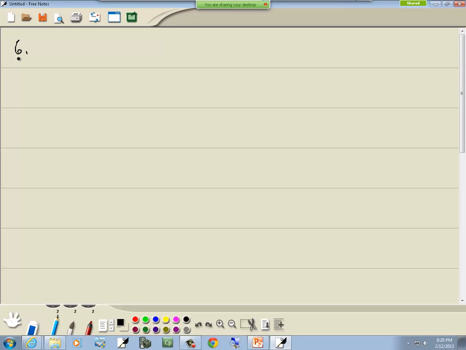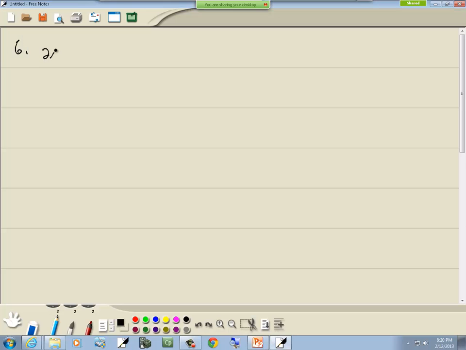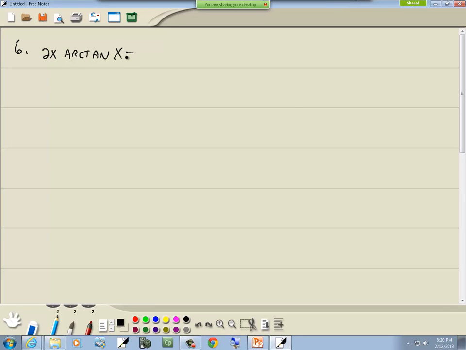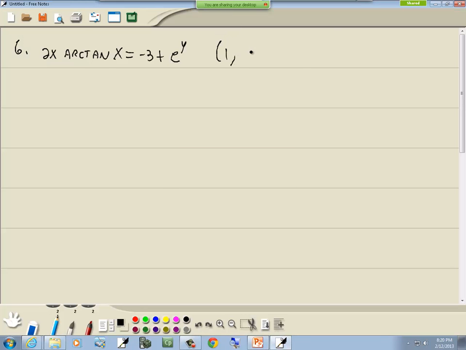So let's take a look at this. We've got 2x arctangent of x is equal to -3 plus e to the y. And I'm going to use implicit differentiation. Makes this one easier, I think. What's our point? 1, natural log of pi over 2 plus 3.